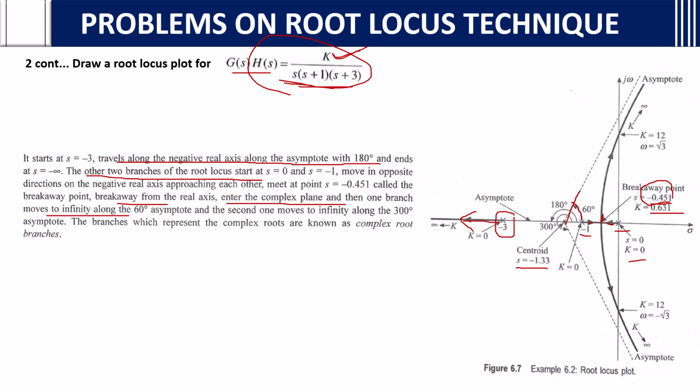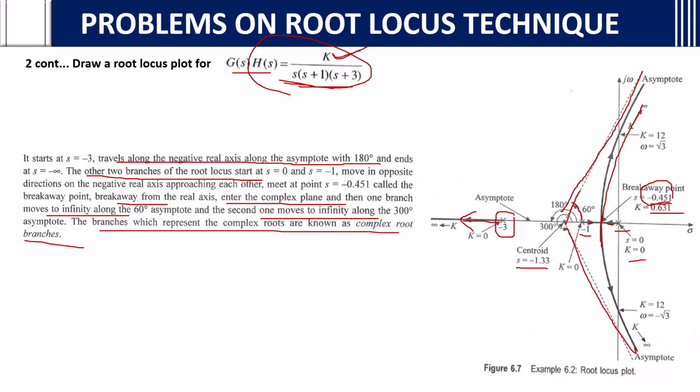Enter the complex plane and then one branch moves to infinity along the 60 degree asymptote and the second one moves to infinity along the 300 degree. See, one is 300 and one is 60. See, these are what? Asymptotes, as they are moving to infinity. A curve moving to infinity means asymptote. So the branches represent the complex roots, known as complex root branches. From this 0.451 breakaway point, these asymptotes are drawn.